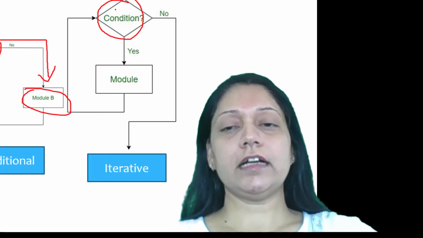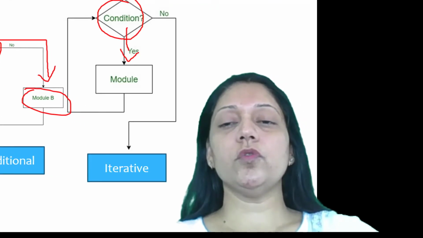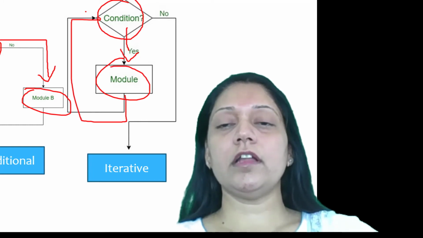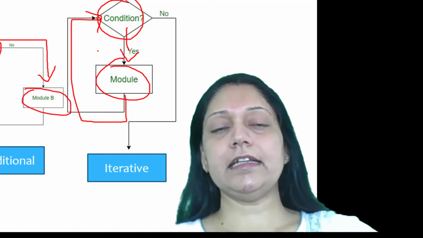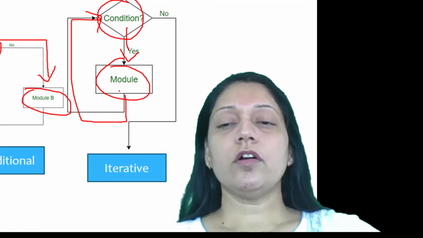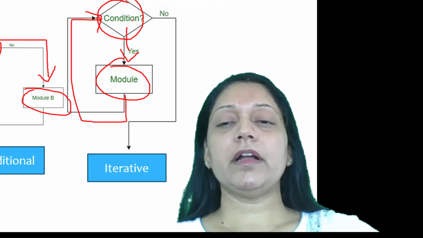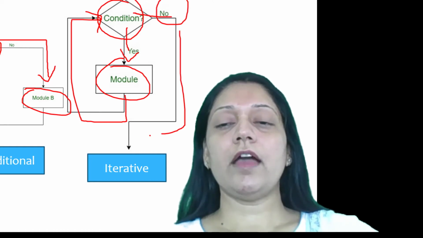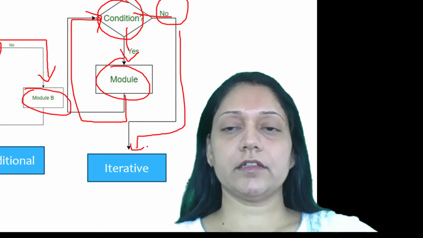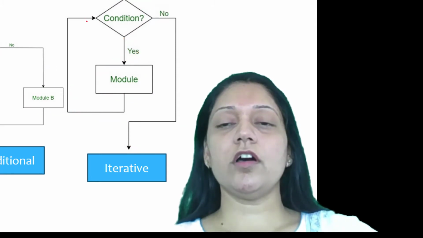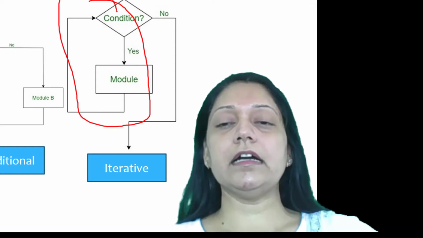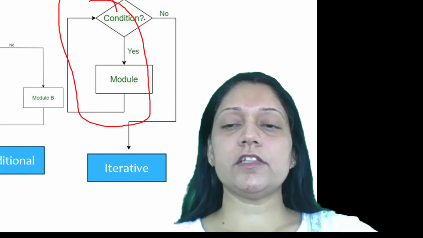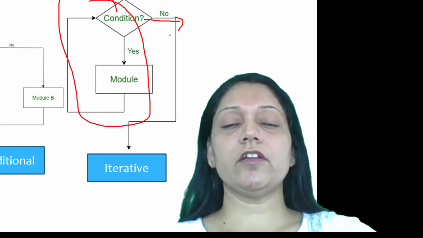The third one is iterative, or you can say looping methods. Iterative means check for the condition. If the condition is true, execute the module, or the group of statements. Later on, go back and check the condition again. If this condition is true, go on executing the module. But anytime the condition becomes false, or it is no, then you come out of this particular statement. So in iterative statements, you are executing this part again and again in a loop until the condition becomes false.